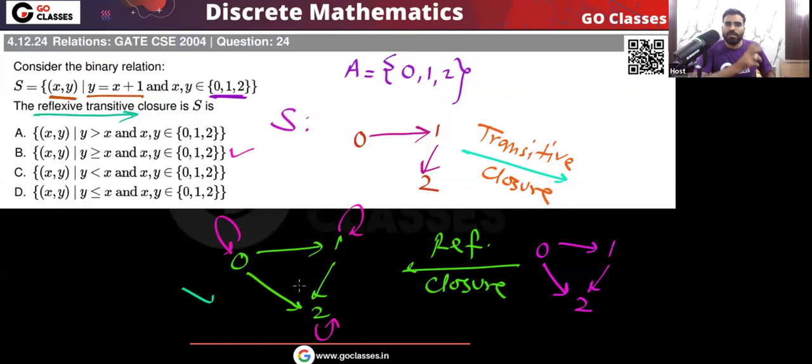But remember, symmetric closure and transitive closure are not commutative. So if the question asks for the symmetric transitive closure, then you have to perform first symmetric, then transitive. Don't do transitive then symmetric, because symmetric closure and transitive closure are not commutative. I hope you understood.